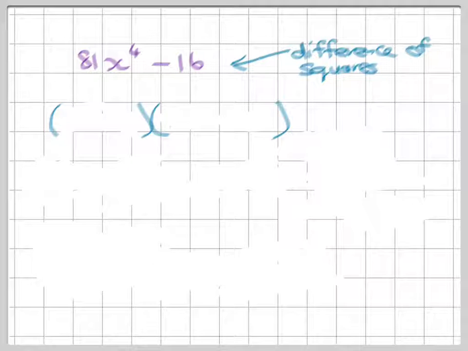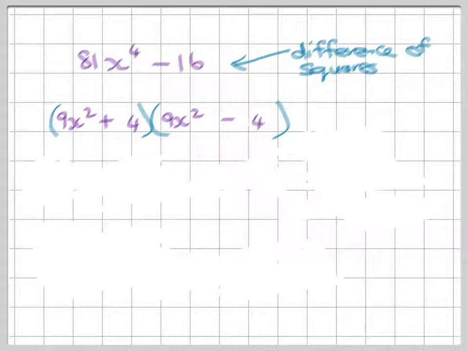So let's do that. The square root of 81 is 9, and the square root of x to the 4 is x squared, so 9x squared, 9x squared. Then we're going to have our plus and our minus of the square root of 16, which is 4, plus 4, minus 4. That was nicely done.